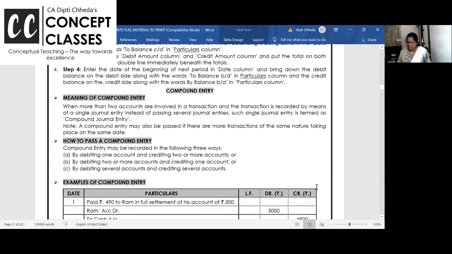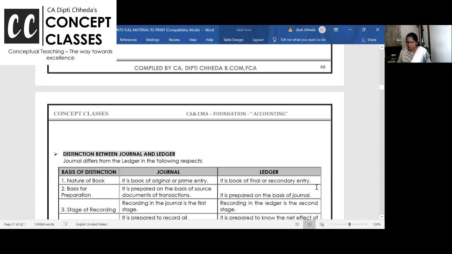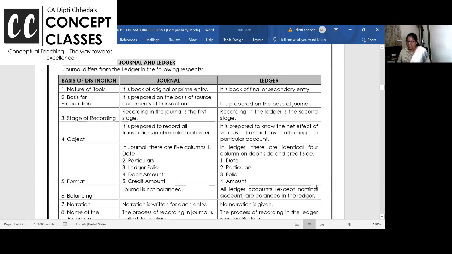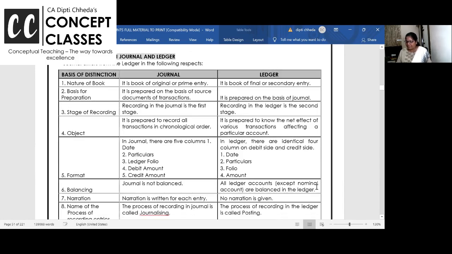You can just give it a reading. I've taught you compound entry. We have already done it in the journal entry. And now, distinguish between journal and ledger. They can ask you this as a theory question. Journal is the book of prime entry. Prime. शुरू ही journal से होता है. From the journal, nowadays in computerized accounting, posting to the ledger is automatic. So ledger is final or secondary.